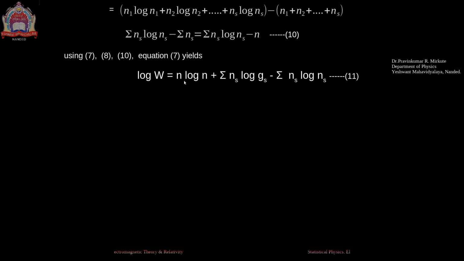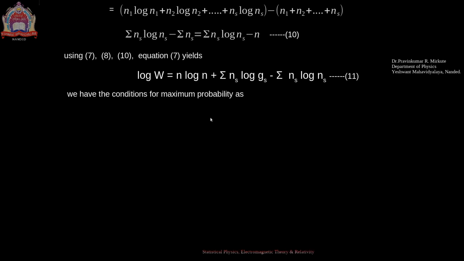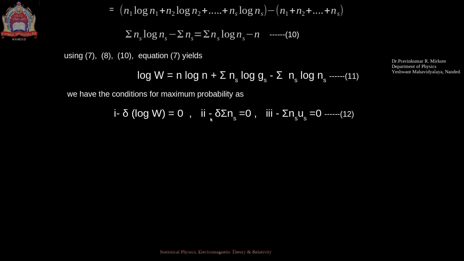Using equations 7, 8 and 10, we get equation 7, which yields the logarithmic probability: log W is equal to n log n plus summation ns log gs, this is the prior probability, minus summation ns log ns. We have the conditions for maximum probability, so we differentiate with three terms. First, del log W is equal to 0. Second, del summation ns is equal to 0. And third, summation us del ns is equal to 0.